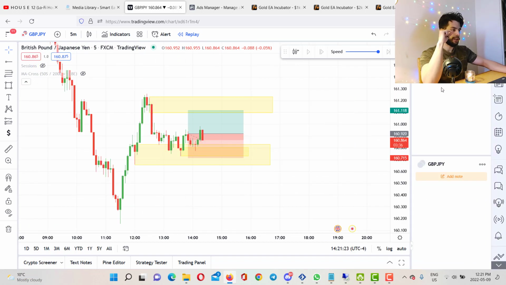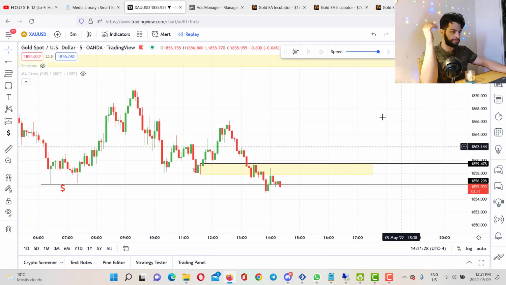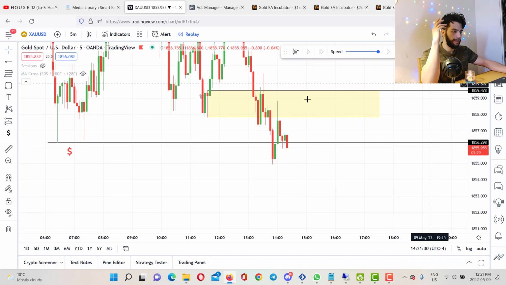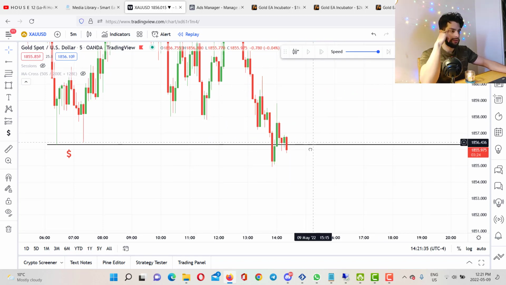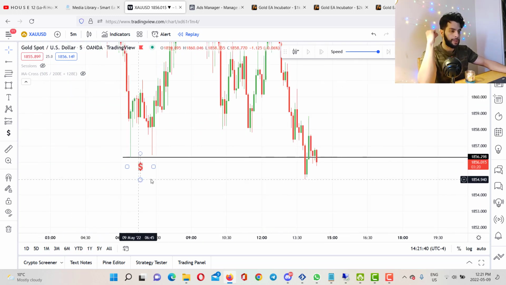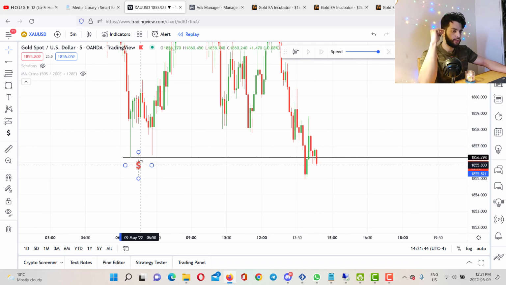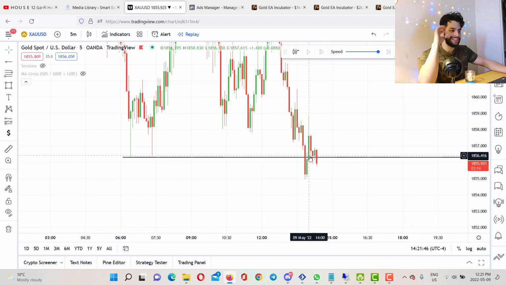So for gold, guys, we had Gold EA Incubator trading for us, and it already passed. And I had a couple of alarms here to let me know if it hits our zones for high probability supply and demand zones, and it didn't respect any of them. But my prediction was correct, that the price is trying to reach this level to grab the liquidity right here, and this is exactly what it did.